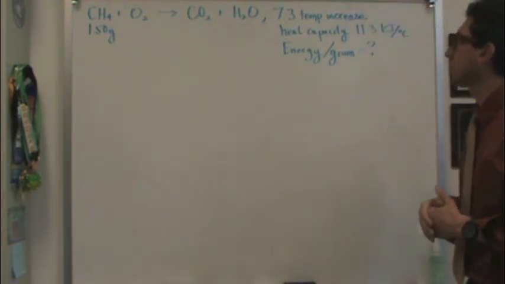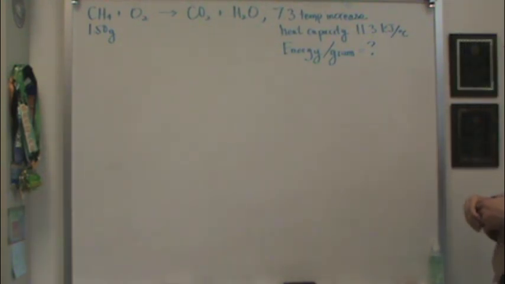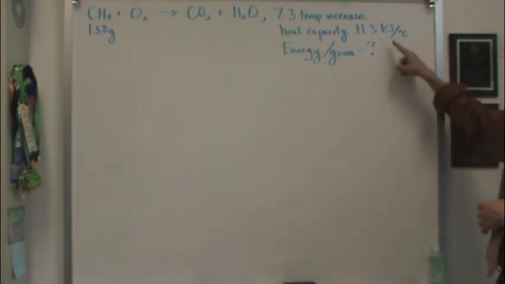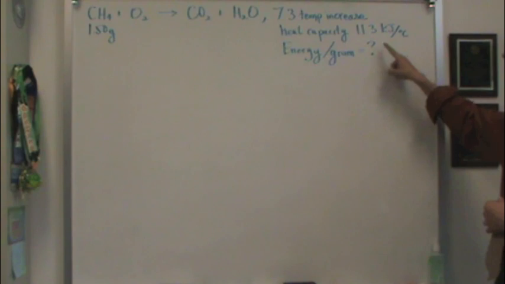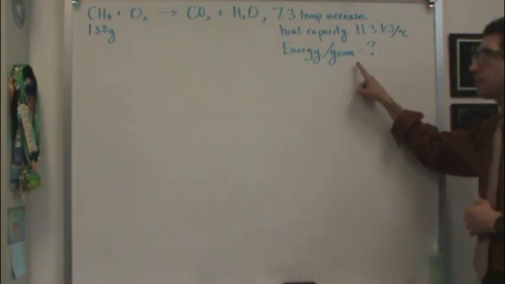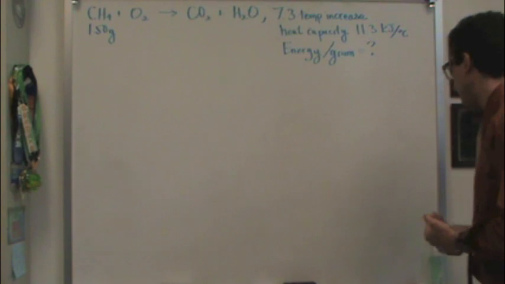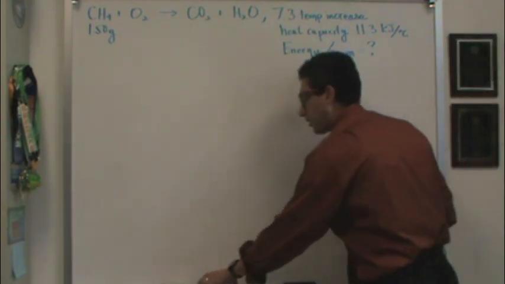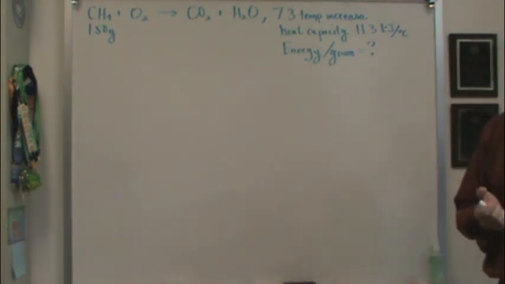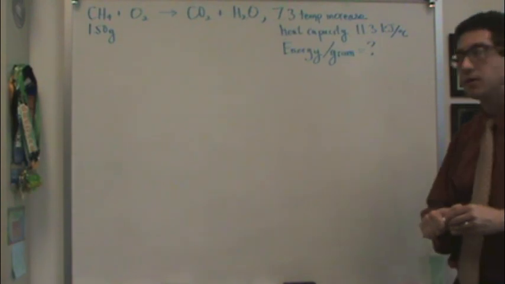We know there's a 7.3 degree temperature increase. We know the heat capacity of the calorimeter. And we want to know the energy per gram. We're also given the mass of the CH4. How do you solve this? Well, actually all of the calorimeter problems are solved in a pretty similar way.